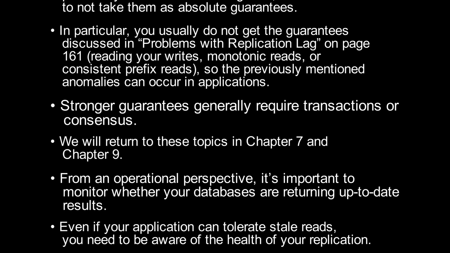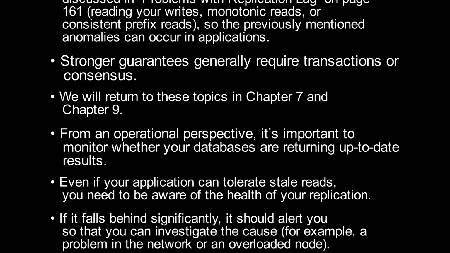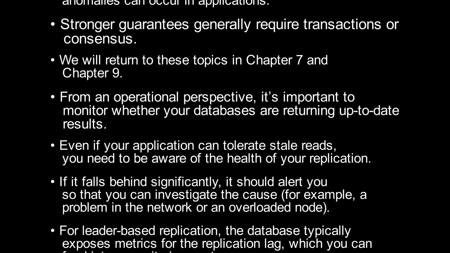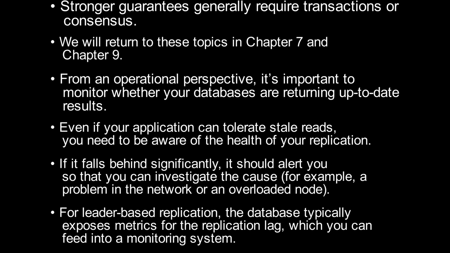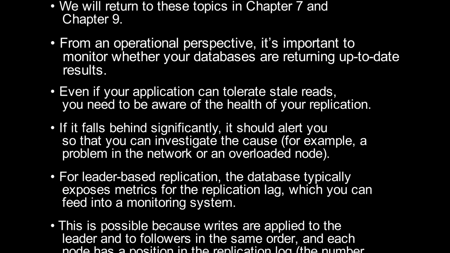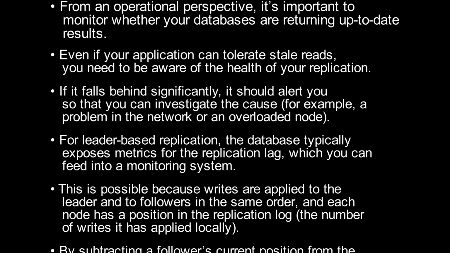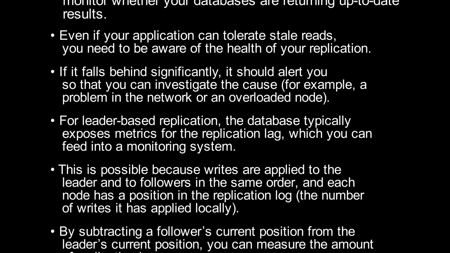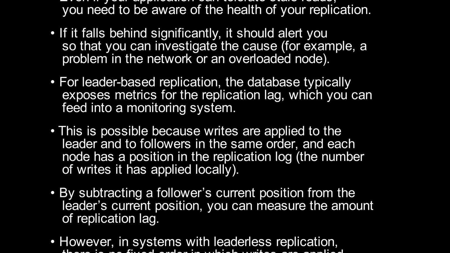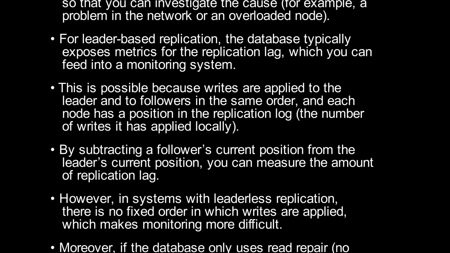From an operational perspective, it's important to monitor whether your databases are returning up-to-date results. Even if your application can tolerate stale reads, you need to be aware of the health of your replication. If it falls behind significantly, it should alert you so that you can investigate the cause, for example, a problem in the network or an overloaded node. For leader-based replication, the database typically exposes metrics for the replication lag, which you can feed into a monitoring system. This is possible because writes are applied to the leader and to followers in the same order, and each node has a position in the replication log, the number of writes it has applied locally. By subtracting a follower's current position from the leader's current position, you can measure the amount of replication lag.